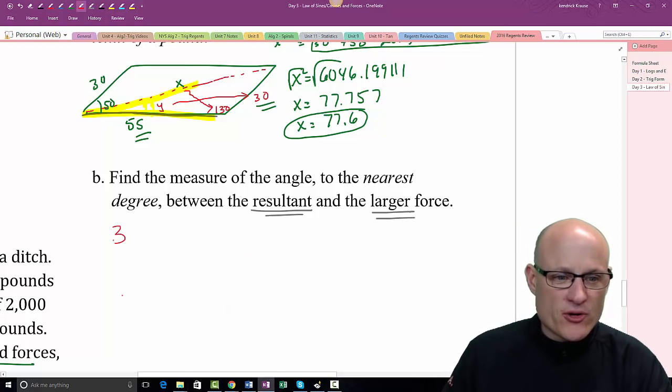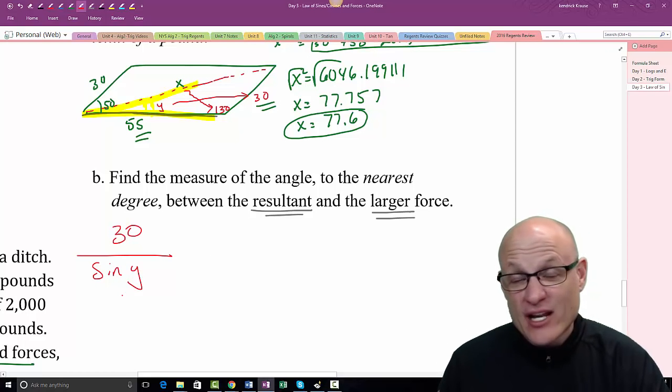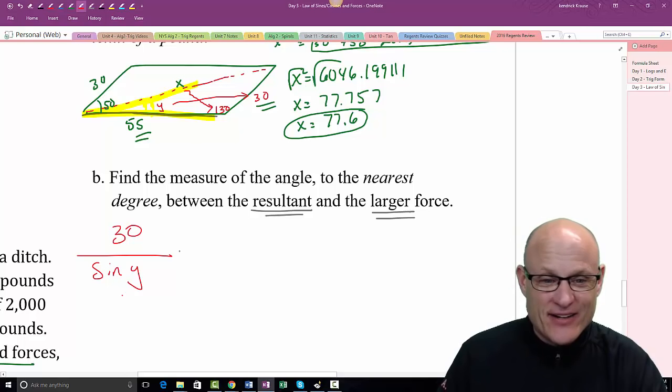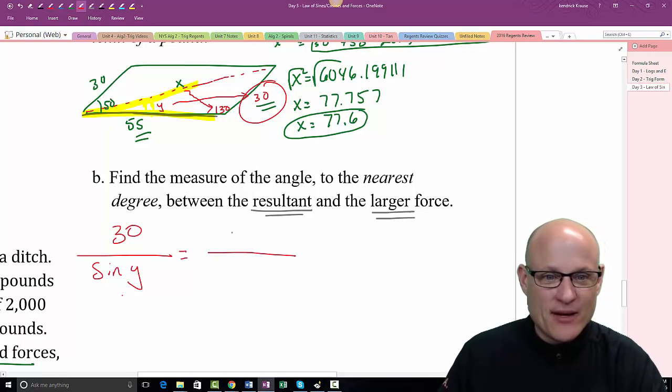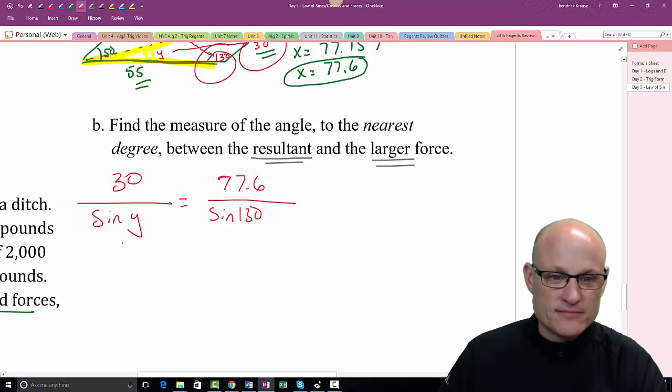It's going to be 30 over the sine of y. I knew we're looking for an angle. The last thing you're going to have to do is an inverse sine, and I didn't even have that. So remember, this is a side. You can't take the sine of that. So, messed up. 77.6 over the sine of 130. All right, now we've got it right.